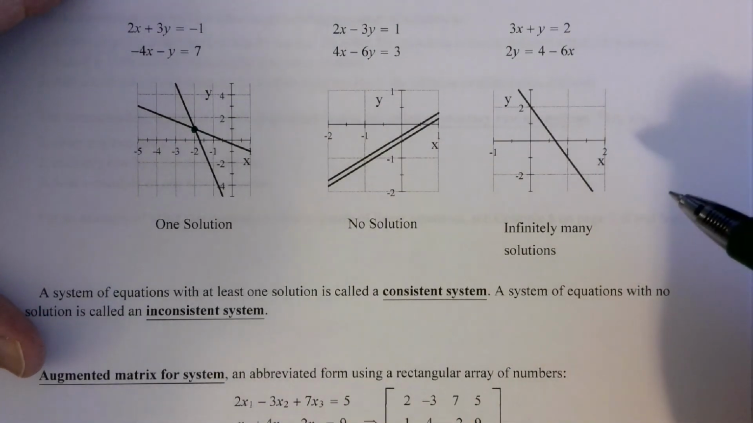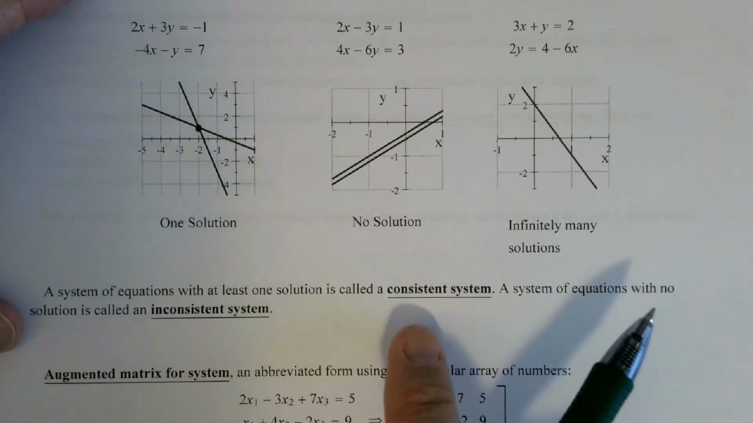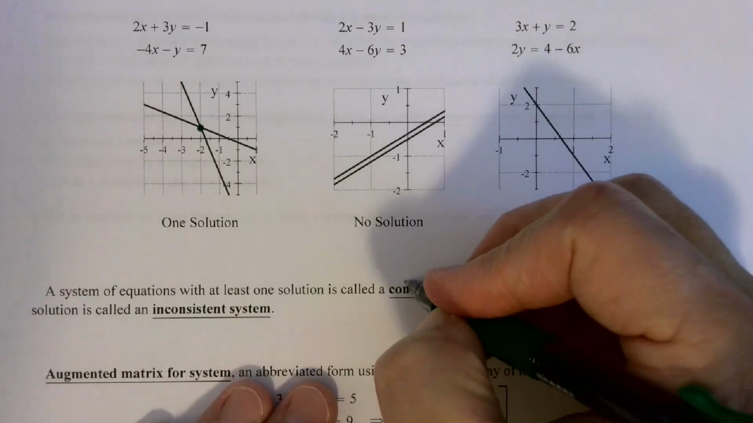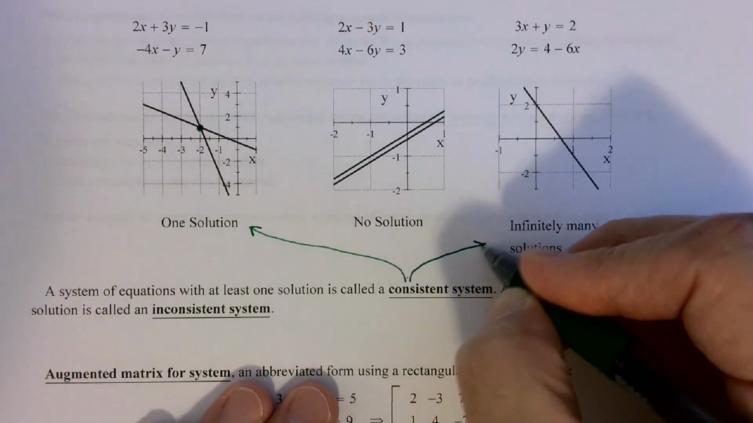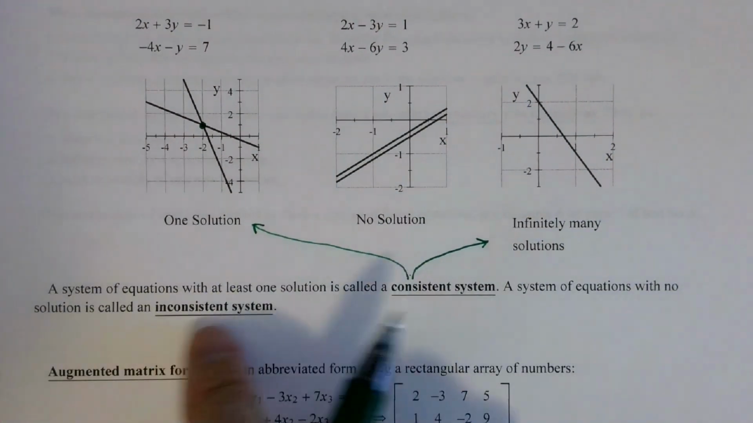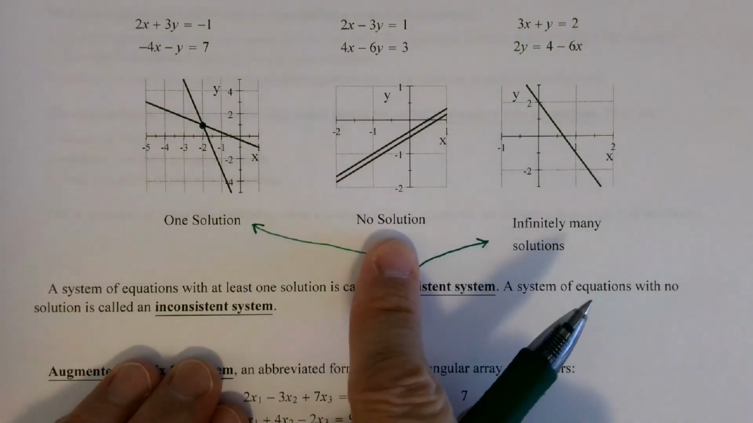Okay. So systems of equations with at least one solution are called consistent systems. And so the two consistent cases are where we have one solution or where we have infinitely many. A system of equations with no solution is called an inconsistent system. So this system up here is inconsistent.